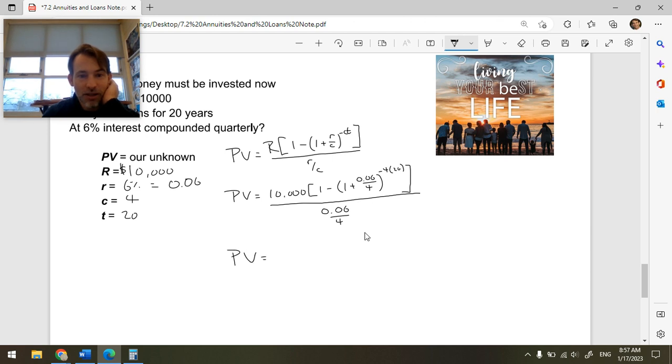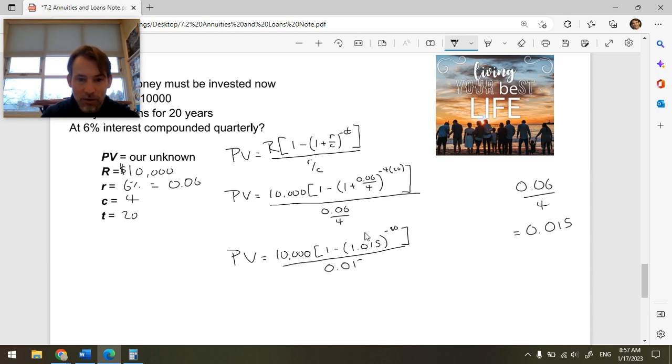Now let's work out those little bits. Present value is equal to 10 grand multiplied by 1 minus, not much we can do there, 1 plus 0.06 over 4. 0.06 over 4 is equal to 0.015. Calculator will tell you the same thing. So inside the brackets, we will have 1.015 raised to the negative 80, all divided by 0.015.